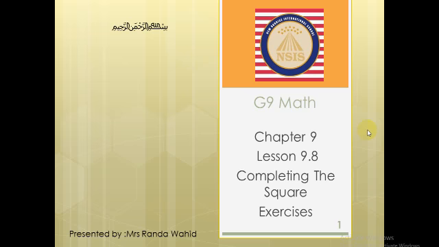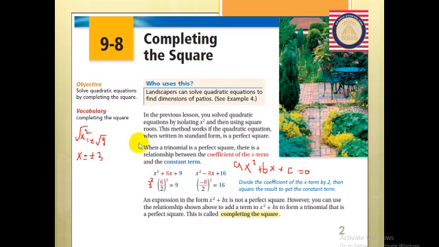Today we're going to complete our lesson, chapter 9, lesson 9.8, completing the square. We're going to complete the lesson and solve the exercises. Let's remember what we said last session.